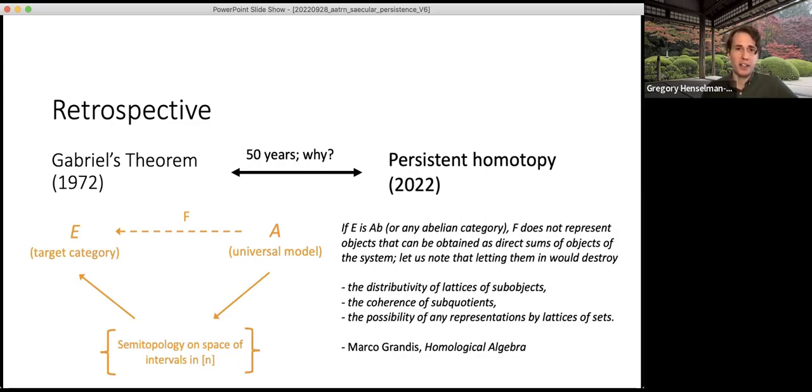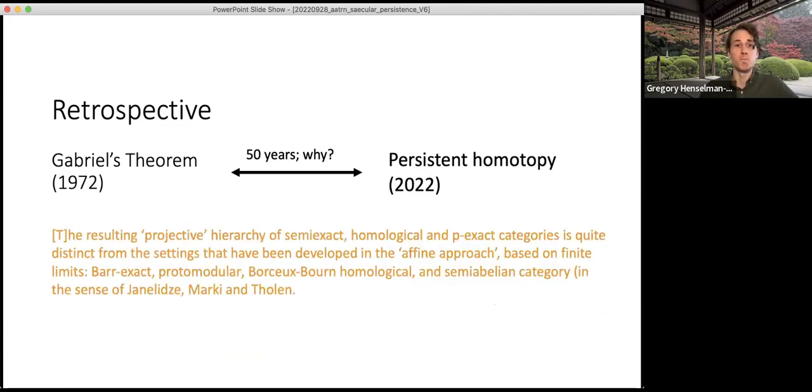And on the right is a quote by Marco Grandis, which concerns these universal models. And the key part of the quote is where he notes that if we let in additivity, then we destroy the distributivity of lattices of subobjects, the coherence of subquotients, and the possibility of any representations by lattices of sets. So essentially, when we let in additivity, we break the structure that we need to prove these theorems. And there's a tension between additive categories in the so-called projective mold and a different class of categories that fall into the so-called affine approach. The affine exact categories, I mean, both are highly developed, but the affine ones, including bar exact categories and proto-modular and a variety of others in that realm, they're heavily used in algebraic geometry and other branches.